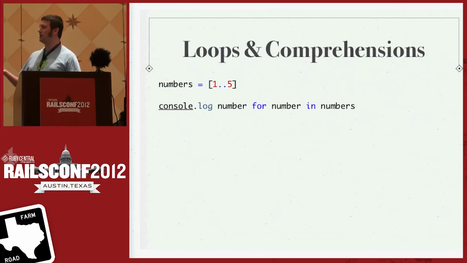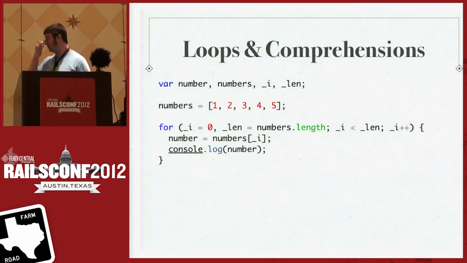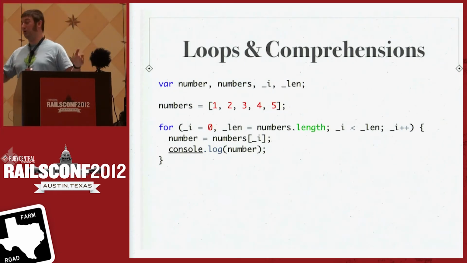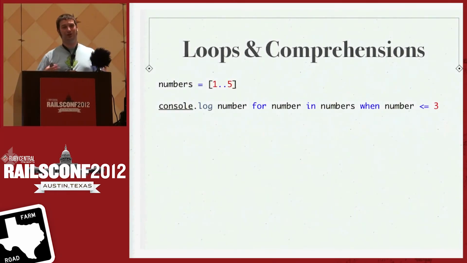So here we're going to log out the number for the number in numbers. Word numbers there a lot. But that's the equivalent of what we had on the previous slide. So if we look at the JavaScript that gets outputted here, we're just going to loop through all the elements in the numbers and then print them out. Just so we can do it on one line. But comprehensions don't stop there. They actually let us do kind of conditionals on that same line.